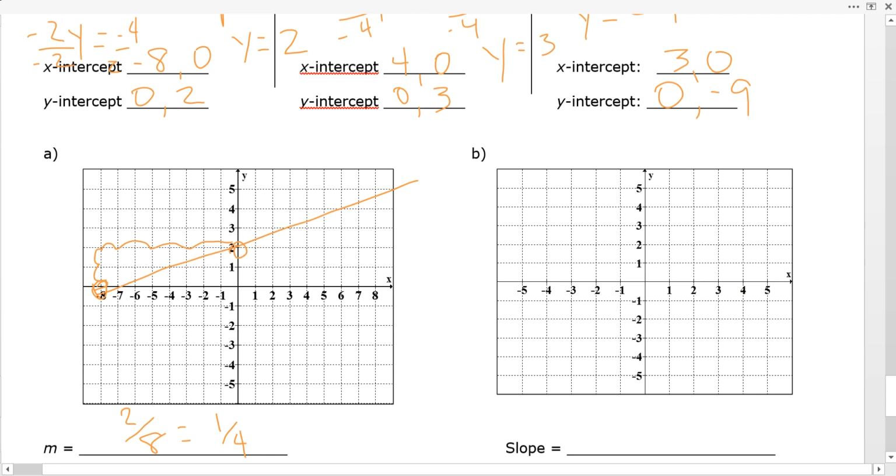And the second one is going to be 4, 0 and 0, 3. It's going this way, which means the slope is negative. I go up 1, 2, 3, 1, 2, 3, 4 over 4. So it's 3 over 4.